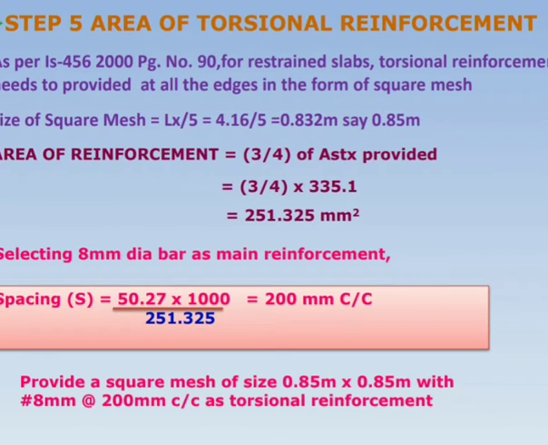So for torsion, in case of a restrained slab, we will be providing a square mesh of size 0.85 by 0.85 meters, and the diameter of the bar used will be 8 mm, and spacing for that strip will be 200 mm center to center. This is what is required in the design of a restrained slab, that is, corners are not free to lift but no edge condition is given. So directly we are using case number 9.